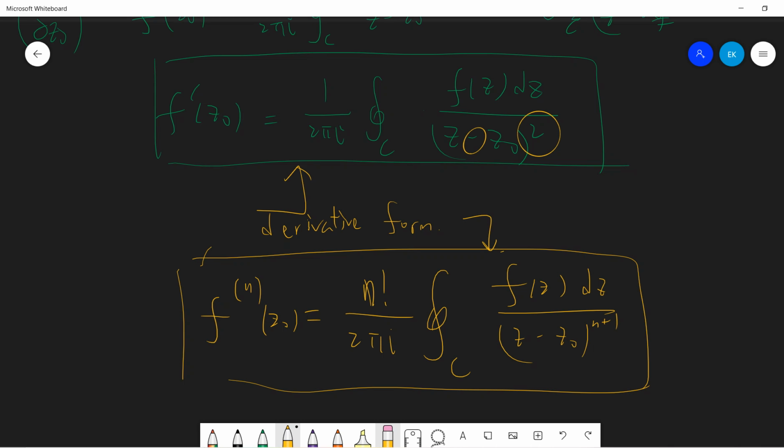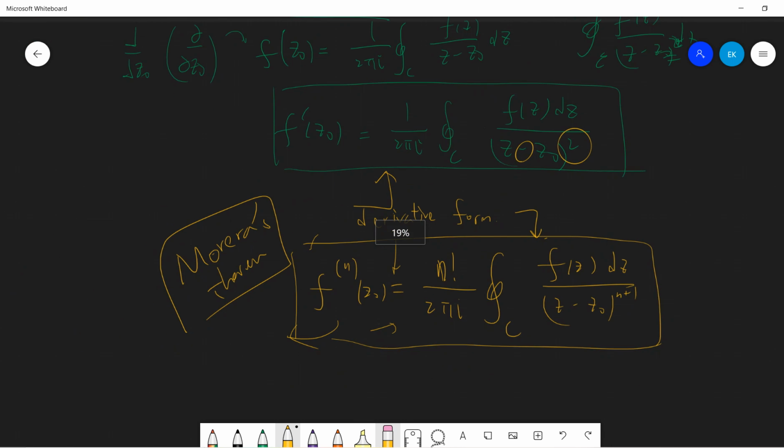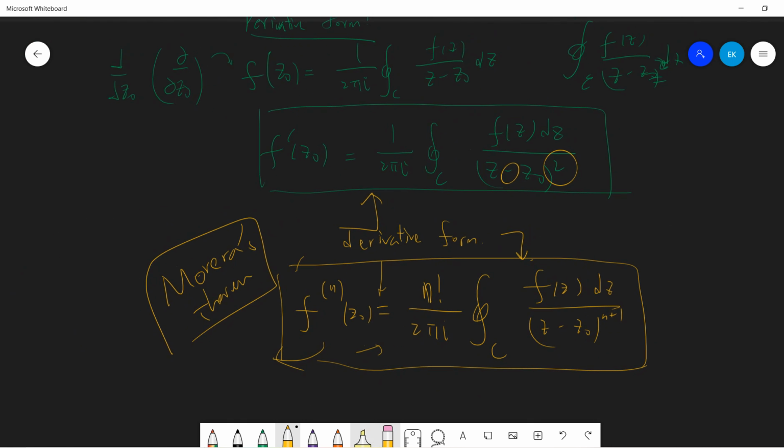That's it. And next time we'll prove another theorem called, I don't know how to pronounce it, Borer's theorem. So next time we'll prove this theorem by just using this formula, and we will see what this formula implies.